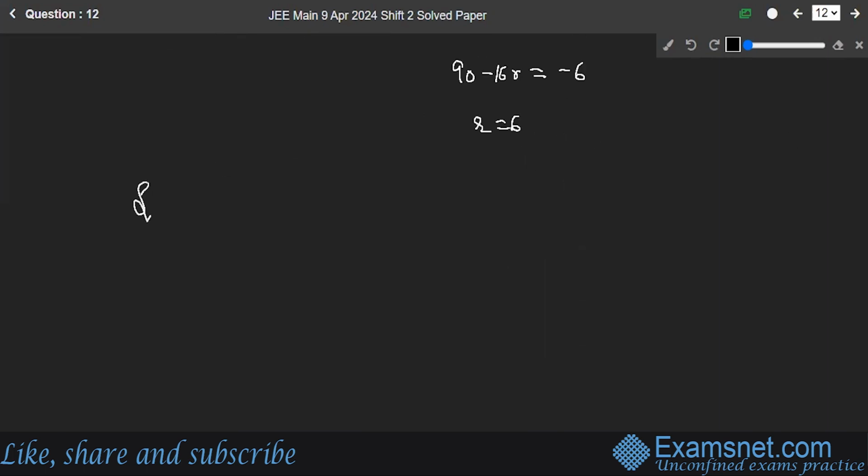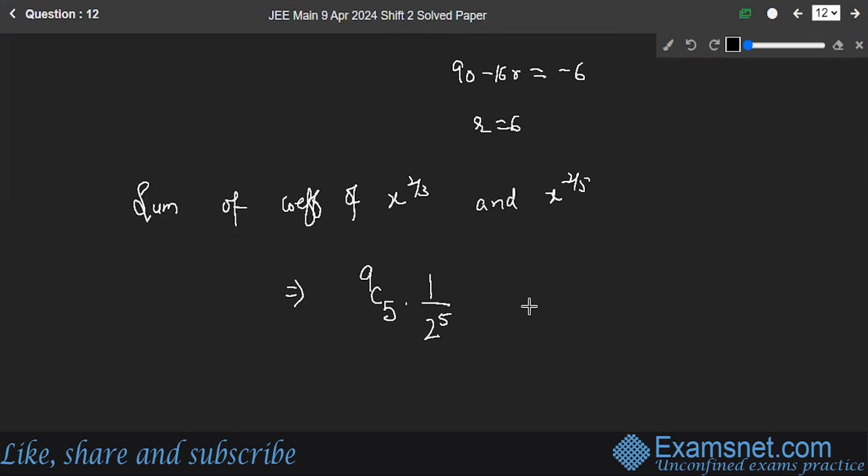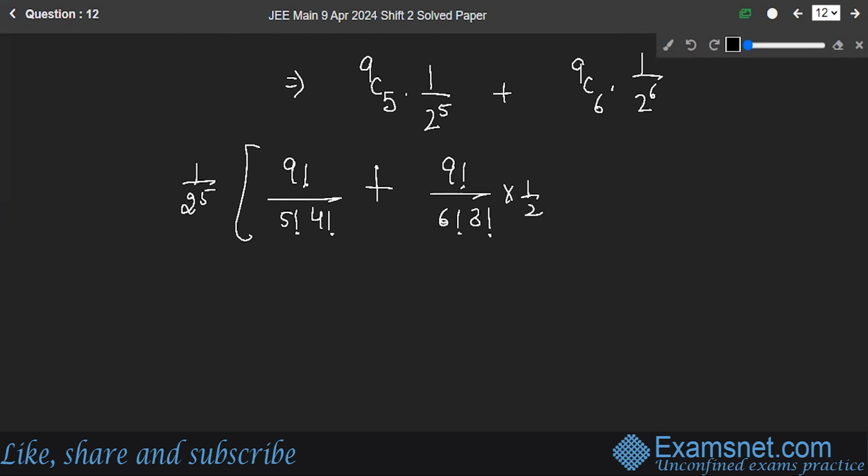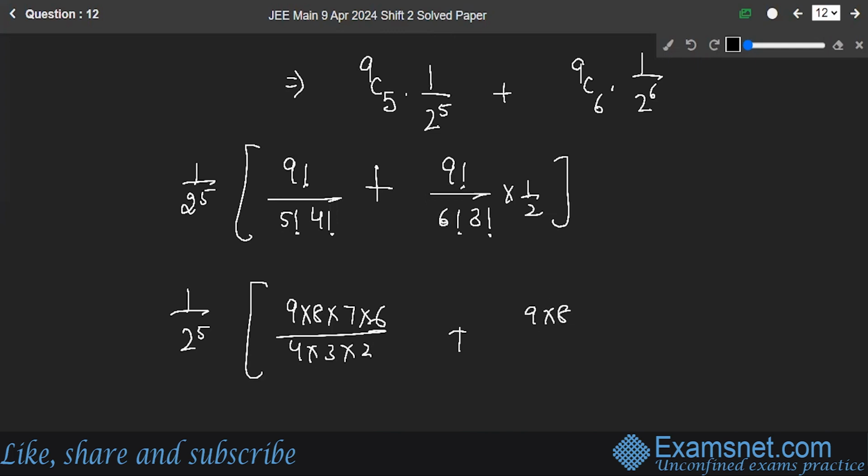Now the sum of coefficients of x power 2 by 3 and x power minus 2 by 5 is equal to 9c5 into 1 by this, 9c6 into 1 upon 2 power 6. Let's take 1 by this outside, and this will give you 9 factorial upon 5 factorial 4 factorial, plus 9 factorial upon 6 factorial into 3 factorial into 1 by, this is 1 upon this, and that's going to give you 9, 8, 7, 6 upon 4, 3, 2, plus 9, 8, 7 upon 3, 2 into 1 by 2.